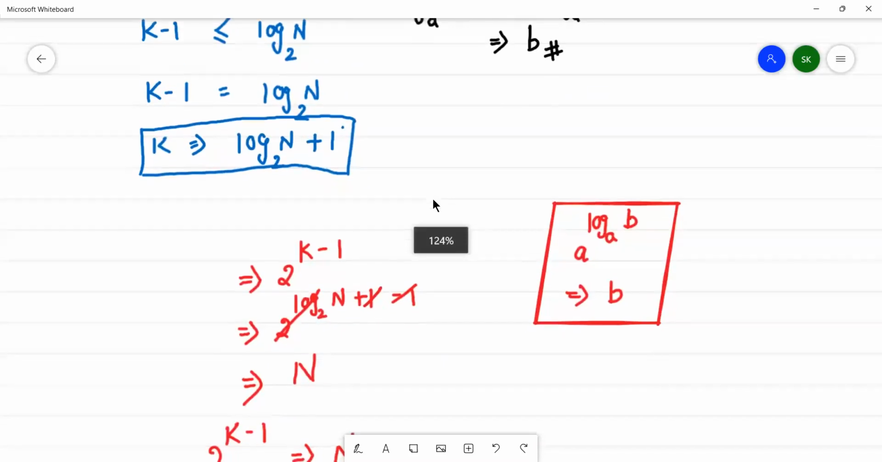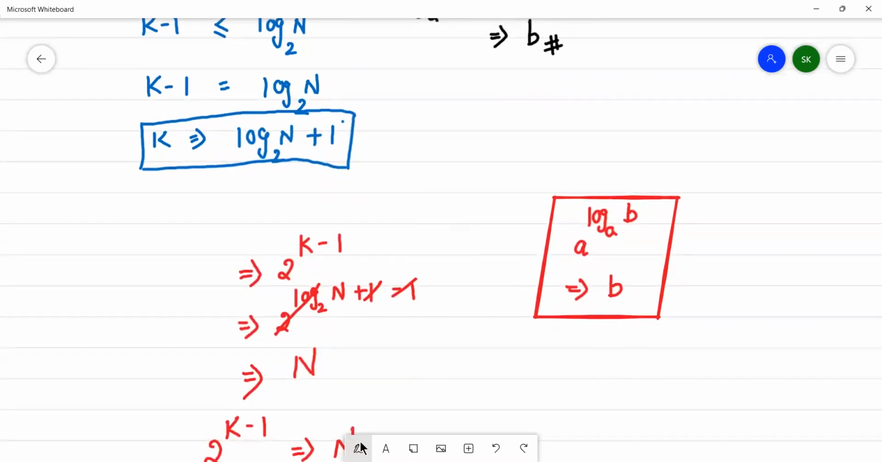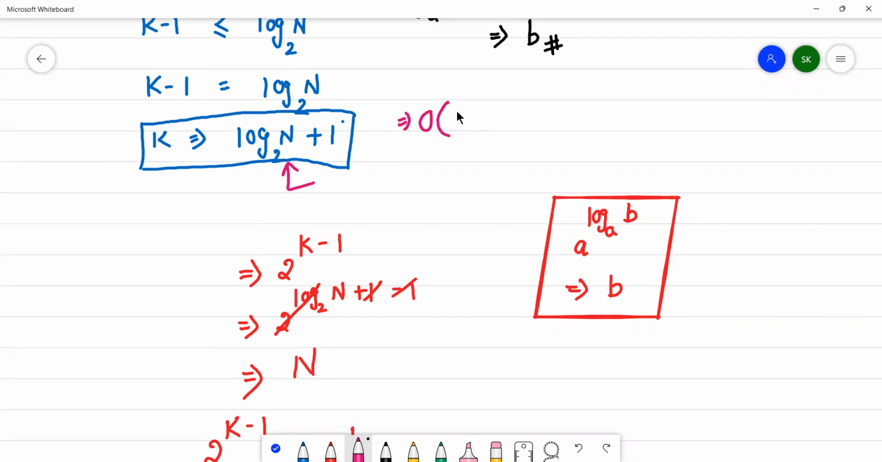Okay. Considering the time complexity, here is your time complexity, this one. We will ignore the plus 1 part because it is a constant. So you can say the time complexity for this is order of log n base 2. Everyone, are you clear now?